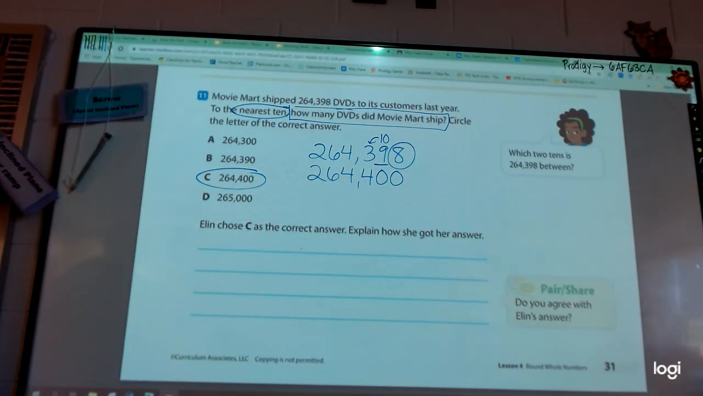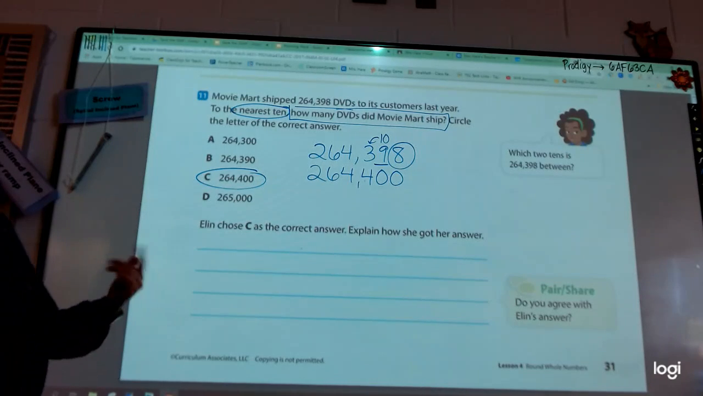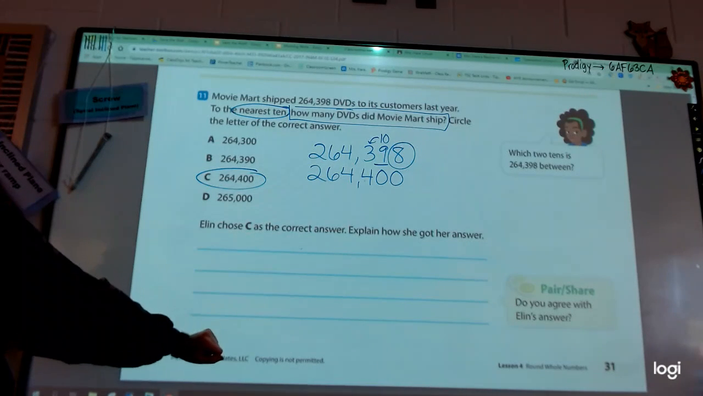Ellie chose C as the correct answer. Explain how she got her answer. Can we write what we just did? She did what we did. She got it right. But we need to explain, okay? On a test, if it says explain and you don't use words and tell me how she did it, I can't give you points. So how can we explain what we just did?